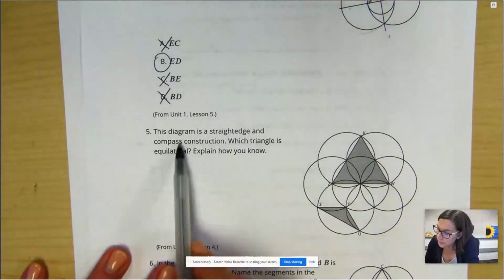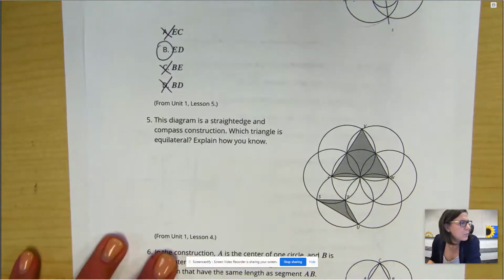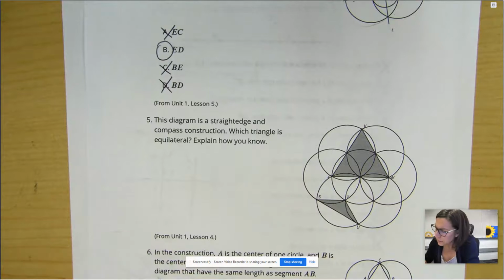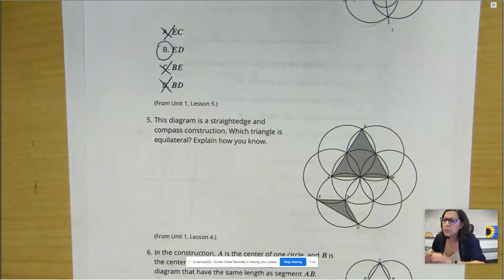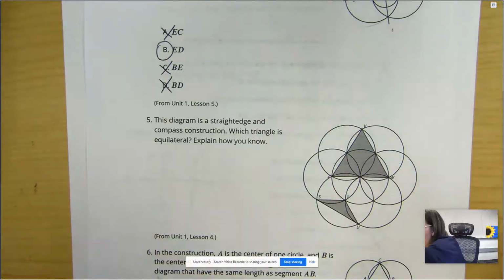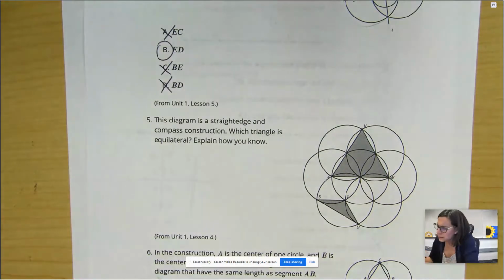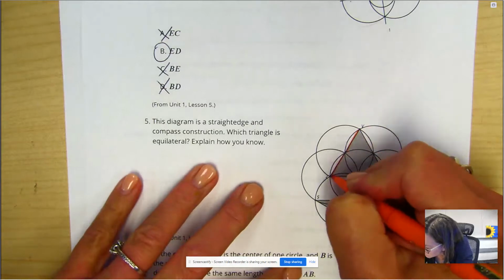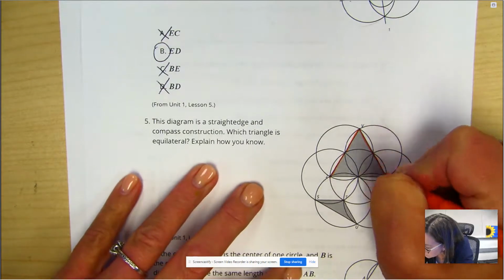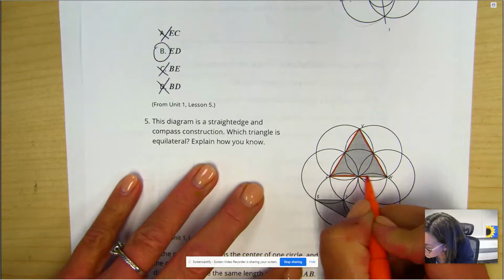Okay, this diagram is a straight edge and compass construction. Which triangle is equilateral? How do you know? Okay, we have a bunch of equivalent circles sharing a common radius. And it looks like the sides of these are the length of 2 radii. 1, 2, 1, 2, 1, 2.